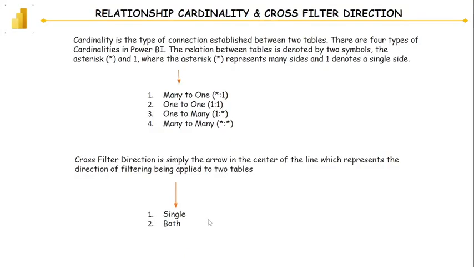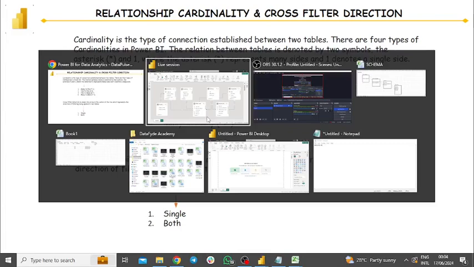It is a relationship. The relation between tables is denoted by 2 symbols. You guys have seen it. Asterisk means many, the table that has the many side, while the 1 means the table that has the single side. Now we have different types: 1 to 1, 1 to many, many to many, many to 1. We'll talk about each of them. Now 1 to 1.